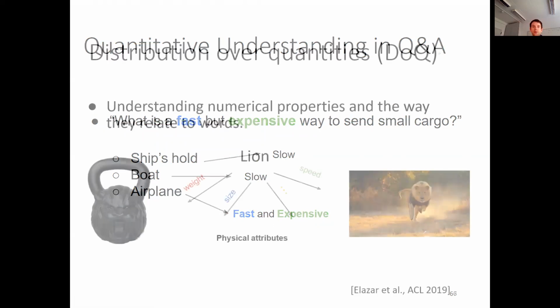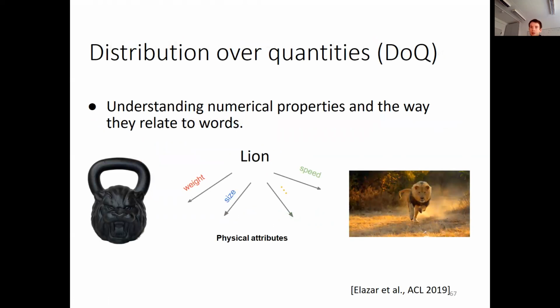So what DoQ, distribution over quantities, aims at is to understand numerical properties and get the actual quantities out of texts. And this is recent work by Ismail Ilkan Ceylan and others, ACL 2019.